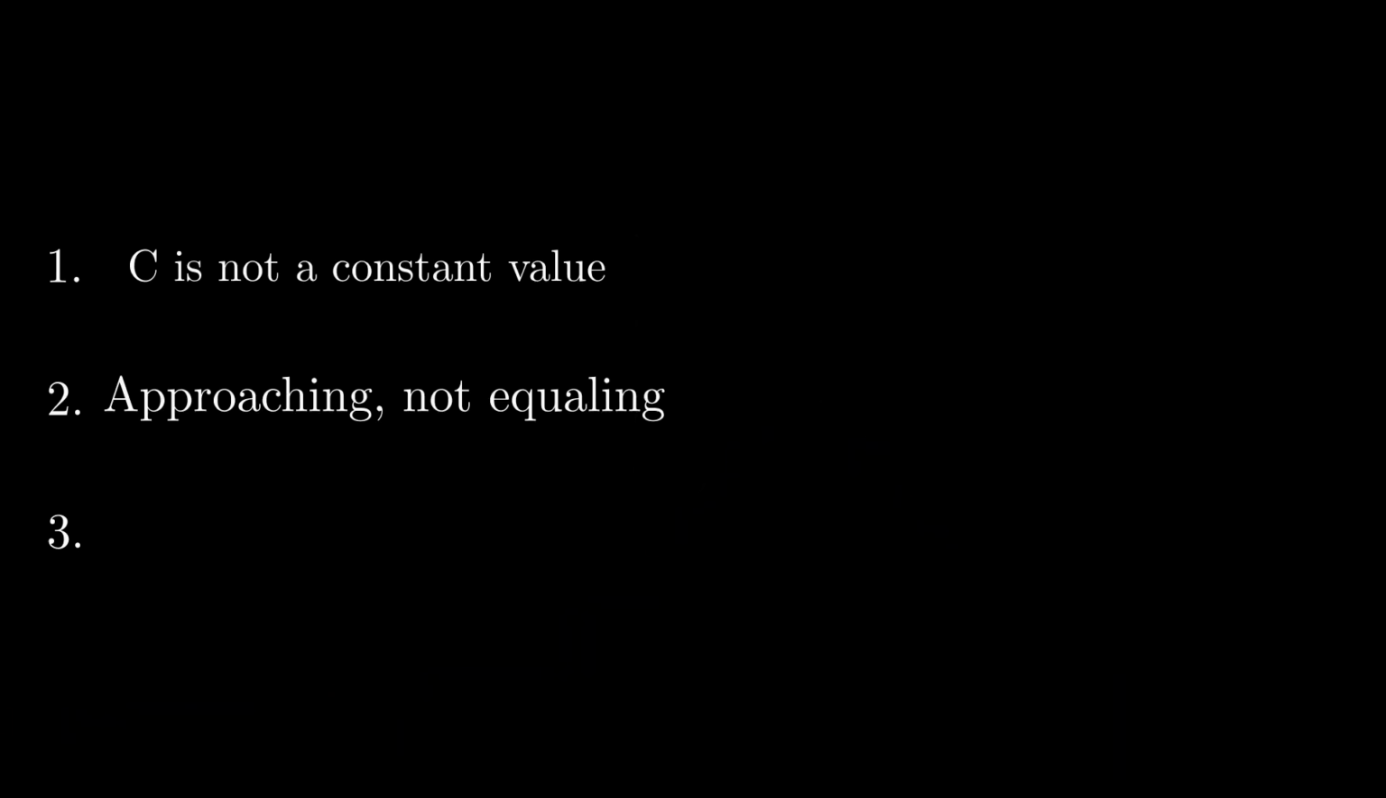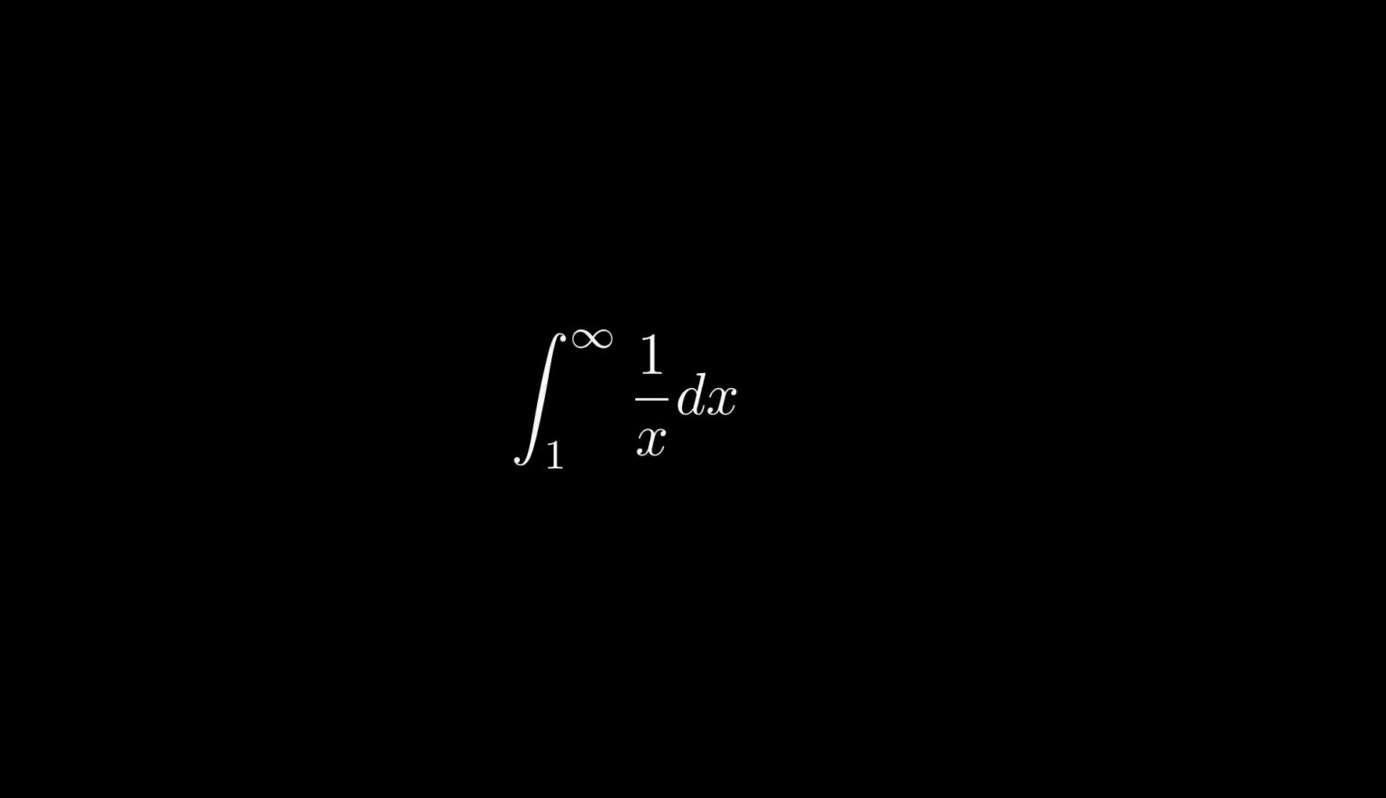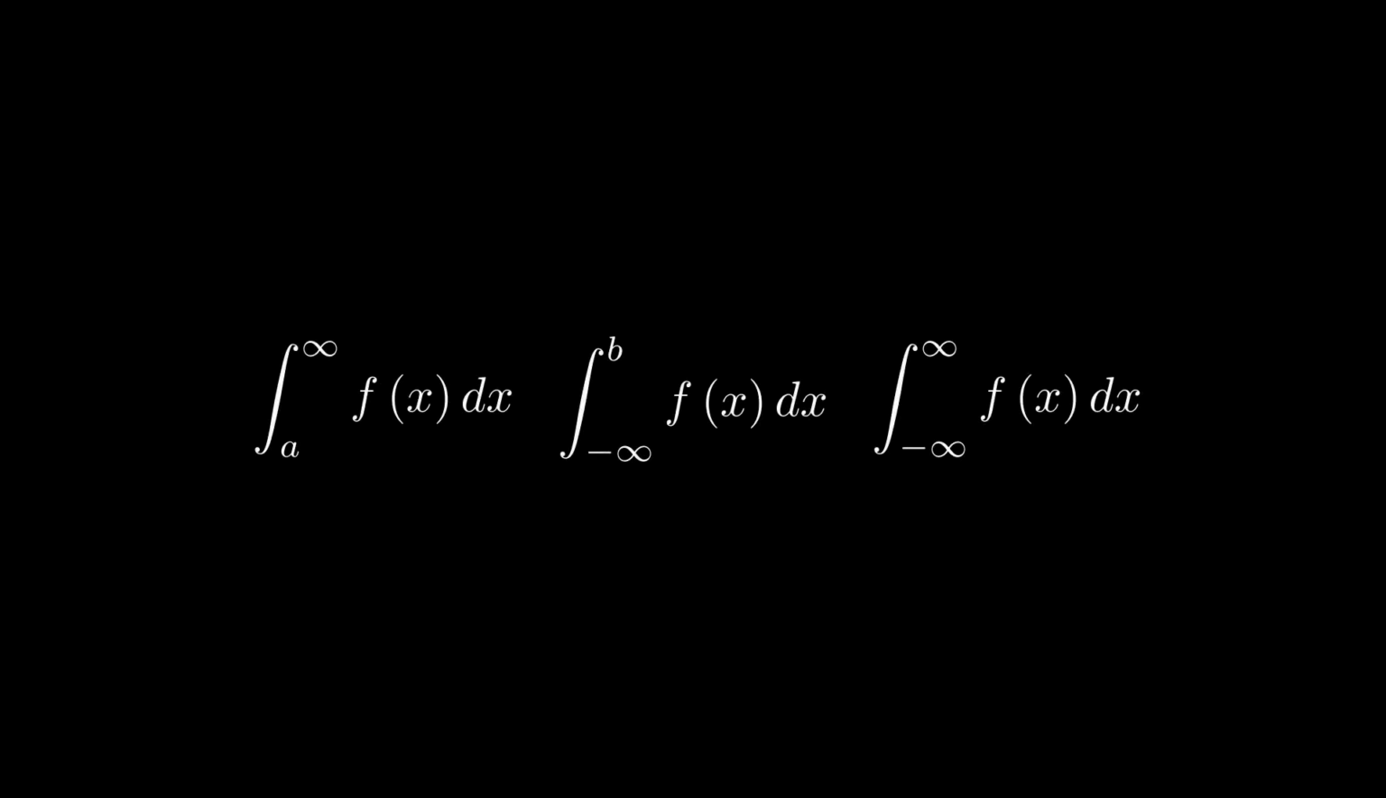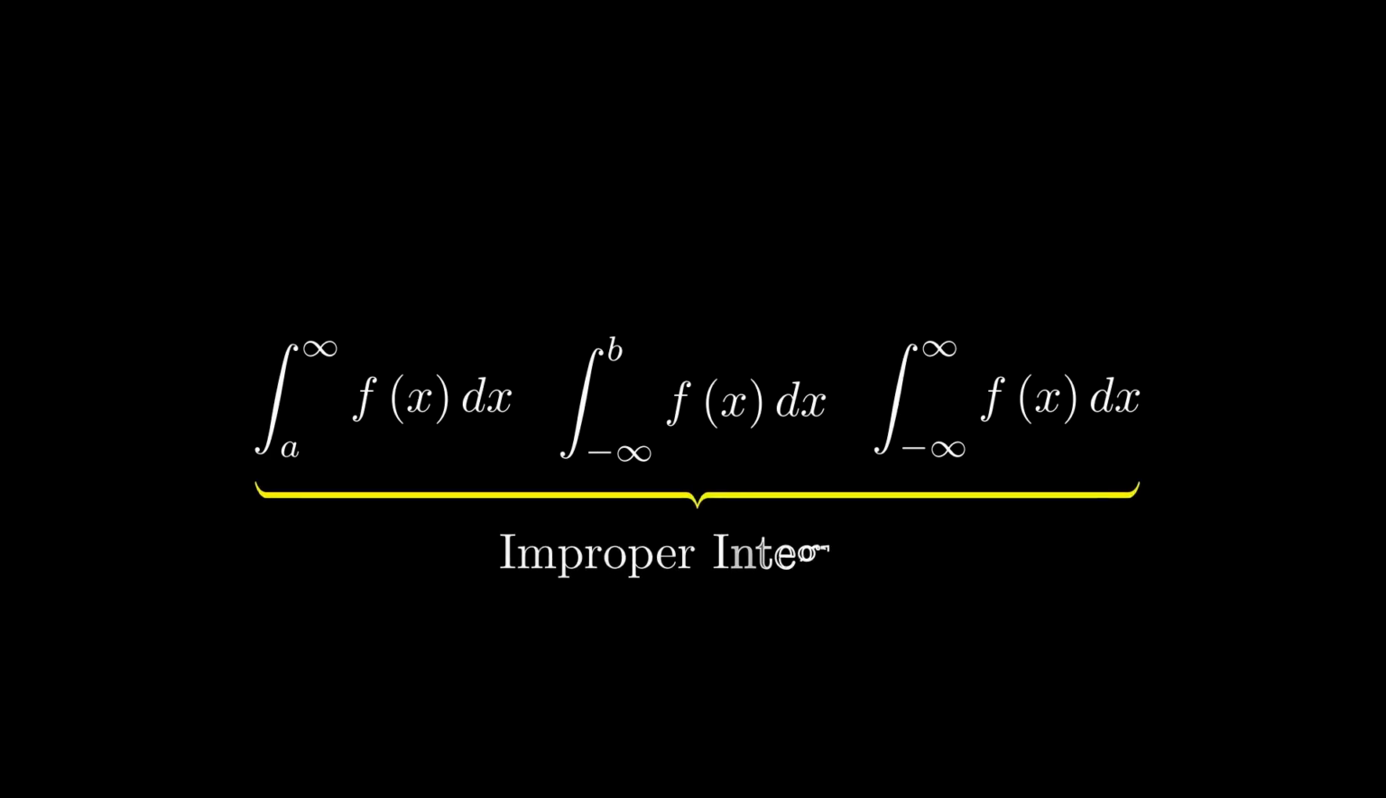And 3, not all of these expressions are finite. For example, the integral from 1 to infinity of 1 over x dx is in fact infinity. It does not converge to a finite value. Only specific examples converge to a finite result. By the way, these type of integrals are called improper integrals. There's a lot more to go into about this topic, but I'll leave it here for now.